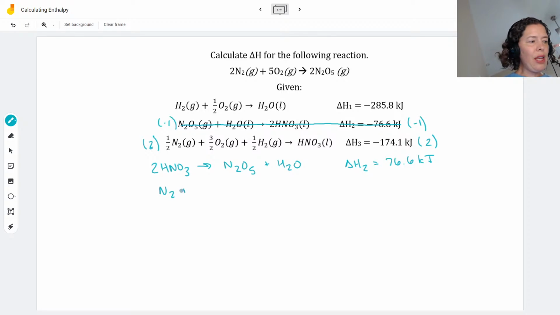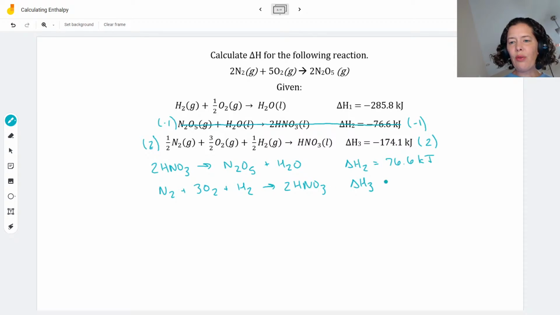So now I'm going to have N2 plus 3O2 plus H2 goes to 2HNO3, and my delta H3, if I multiply by 2, is going to be negative 348.2 kilojoules. Again, I'm just going to cross through this here so that I know I have taken care of that reaction. Okay, so I'm getting a little bit closer here.